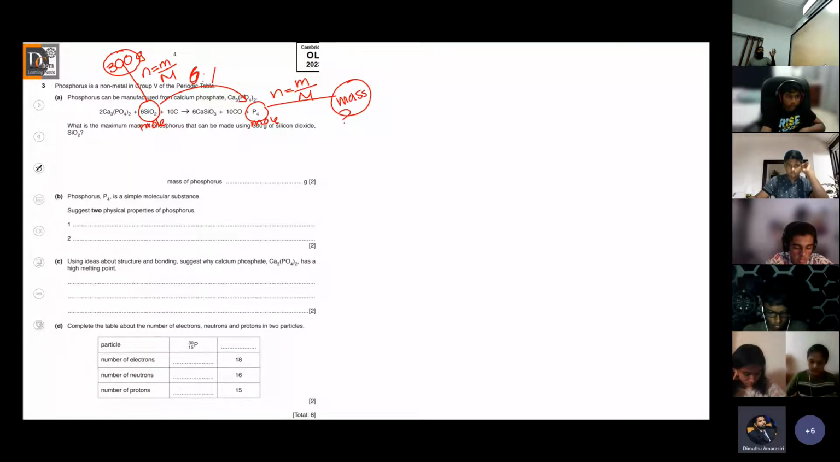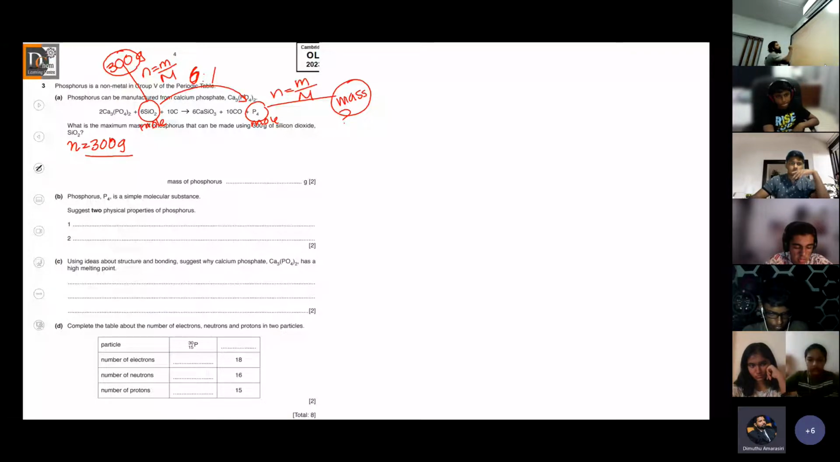So doing all this stuff, you will be getting only 2 marks, right? So how do you find that? Moles will be 300 grams divided by the silicon dioxide molar mass. Can somebody help me to get it? 60 grams per mole, right? Therefore, you have 5 moles of silicon dioxide.